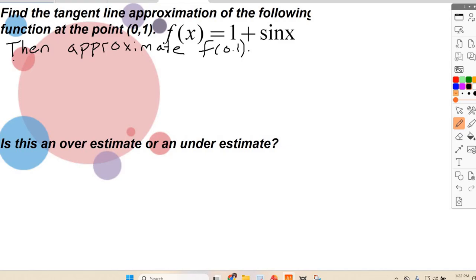What did we say are the two things that we need for a line? Point and slope. Do I have a point? Yeah. Do we have a slope? Is it already given? No. Can I find the slope? Yes. So how do I find the slope? Take the derivative. Alright, so what is the derivative of 1 plus sine of x?